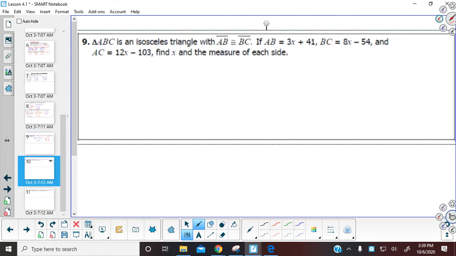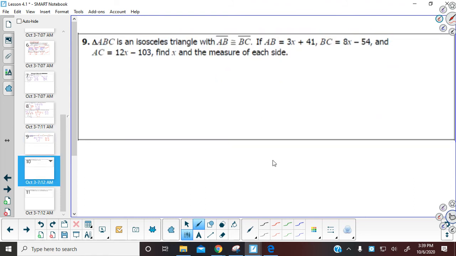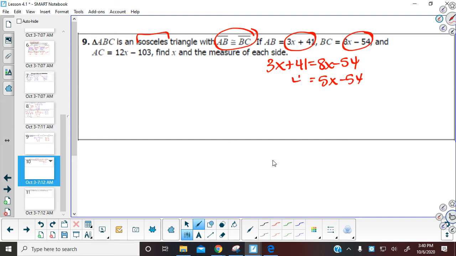Last thing. If you want to draw a picture, feel free. Otherwise, recognize that isosceles means two things are equal. They tell you which two. So we're looking at AB and BC. So we've got 3x plus 41, excuse me, that's not 4, that's 41, equals 8x minus 54. I'm going to go ahead and solve. I can add my 54 to each side, and I get 95 equals 5x. So my x is equal to 19. Okay, that is my x value.